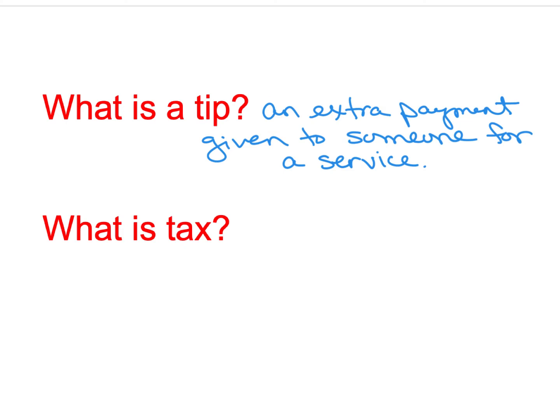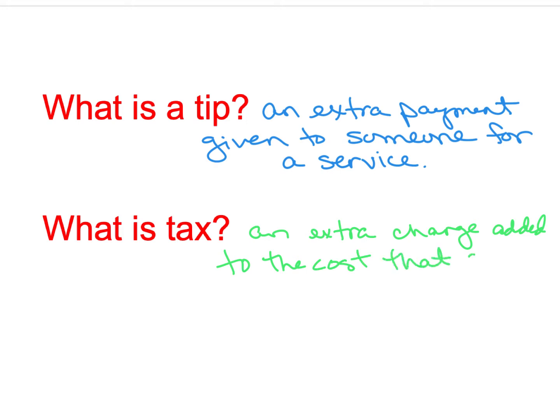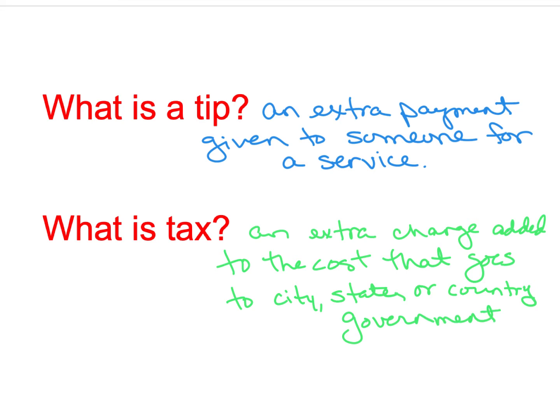A tax, on the other hand, is also an extra charge added to the cost of something, added to the cost that goes to city, state, or country government. It's an extra charge to pay for things like roads or buildings.